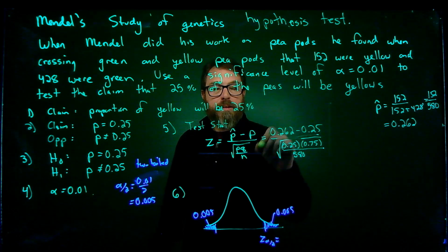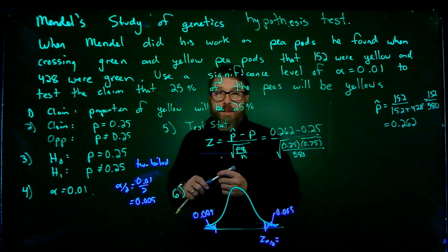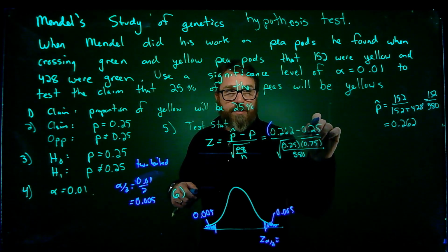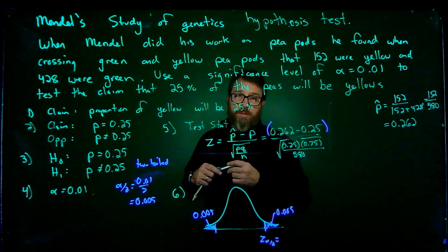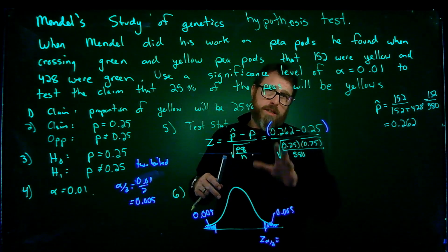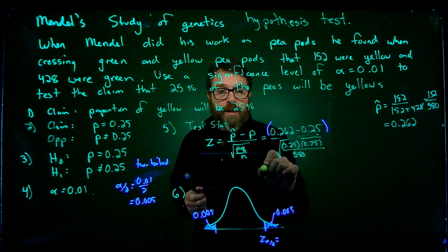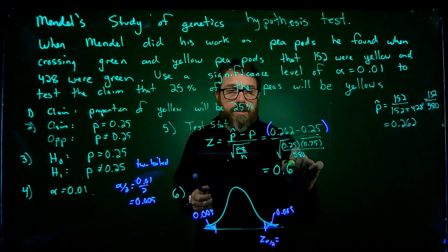Now, be careful when you're plugging this into your calculator. It doesn't know order of operations, you have to tell it the correct thing. So make sure to put that numerator in parentheses. The denominator is already grouped. So when we plug this in, we get 0.67.